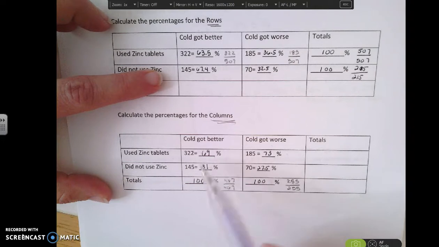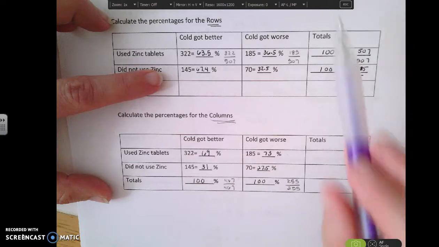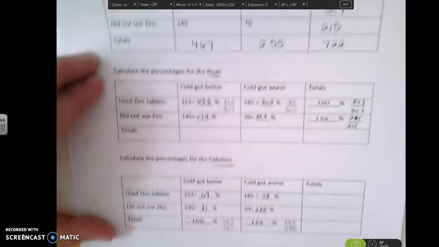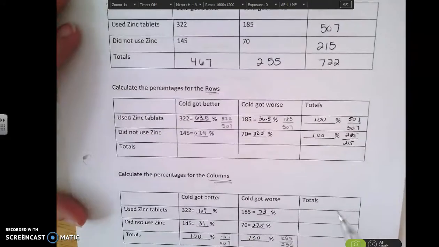So there's not a whole lot of strong conclusion from either one of these charts that zinc necessarily helps colds. But this is just a small set of data. It's only 722 people, but this is what this chart is talking about. So there are different ways of interpreting the data.